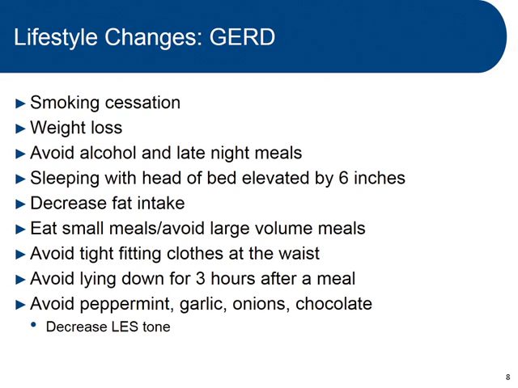You can see there's a pretty exhaustive list here: stop smoking, lose weight, avoid alcohol and late night meals, sleep with the head of the bed elevated, and other things that are listed here. Going down to the bottom of the list, avoid peppermint, garlic, onions, and chocolate. These are foods that can aggravate symptoms because they decrease the lower esophageal tone, and then that sphincter is relaxing and allowing for regurgitation.